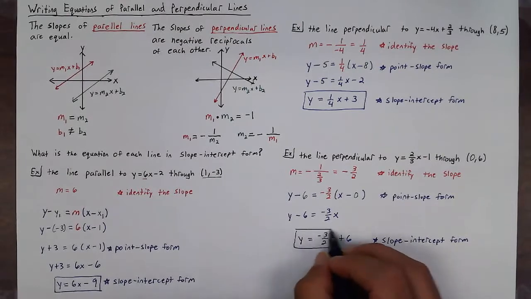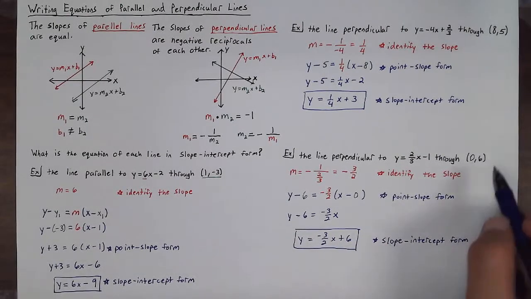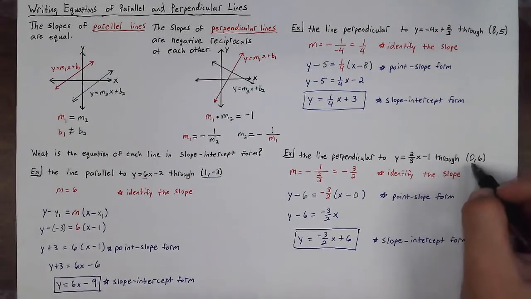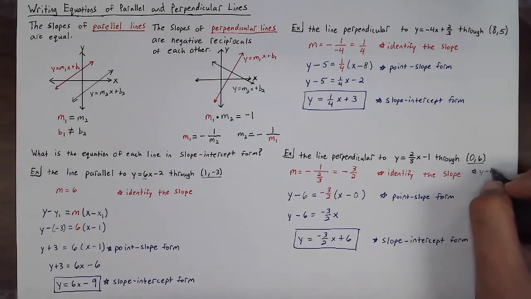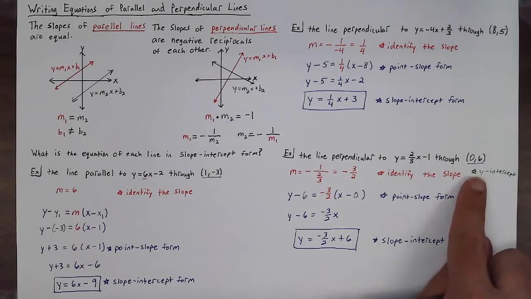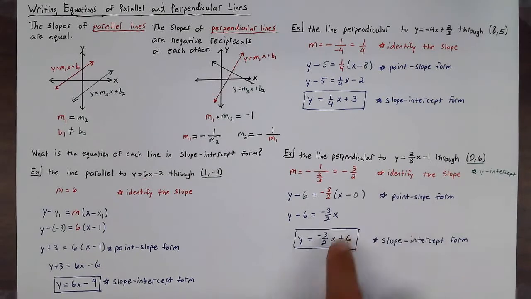One thing that's very interesting with this problem is it didn't tell you this explicitly, but this point right here, (0, 6), is a y-intercept. So I could have saved a lot of time just by recognizing that's the y-intercept, and I could have gone from finding the slope is negative 3/2 straight to the answer, because I know that plus 6 is the y-intercept.